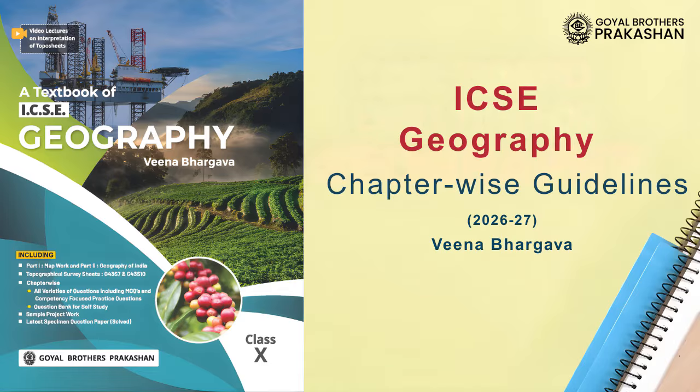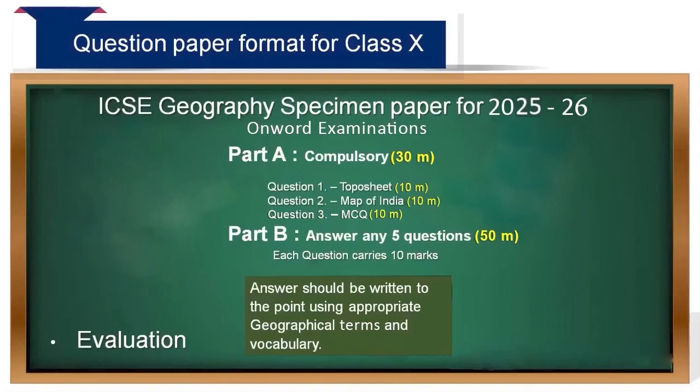While preparing for the ICSE board examination, you should be aware of the format of the question paper. As per the revised specimen paper, Part A of the question paper is compulsory, carrying 30 marks. Part B of the question paper consists of text and carries 50 marks. You have to attempt any 5 questions out of 9, carrying 10 marks each, in the order of 2, 2, 3, 3 or 4 bits A, B, C and D.